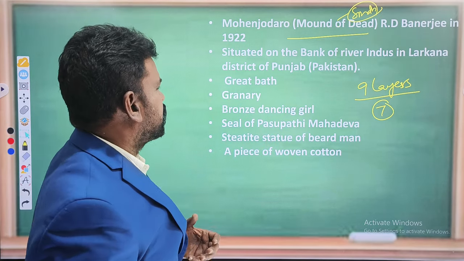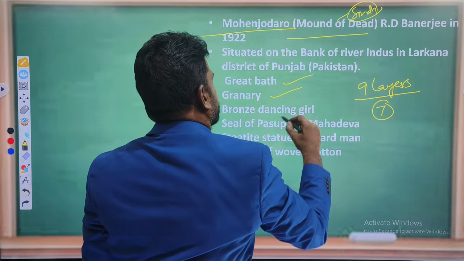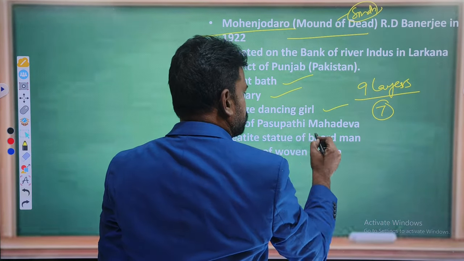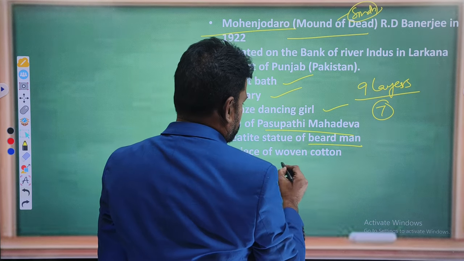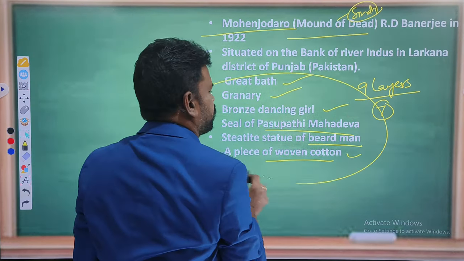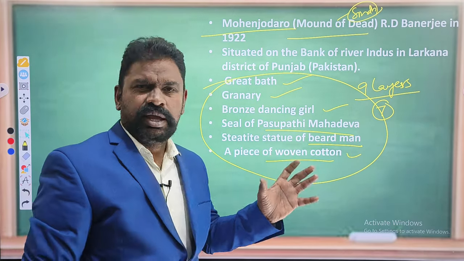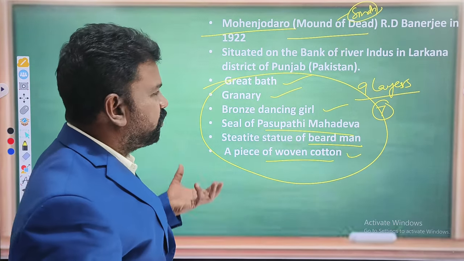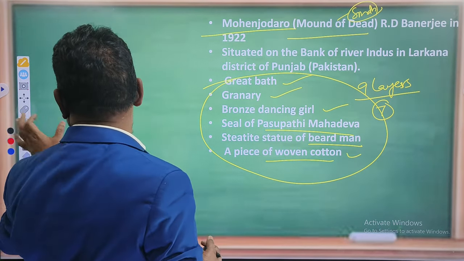Here in Mohenjo-daro, the Great Bath, Great Granary, Dancing Girl, Pashupati Mahadeva, a bearded man, and woven cloth were found. All these were asked in earlier examinations. These are most important: Great Bath, Great Granary, Bronze Dancing Girl. We can see all these things.